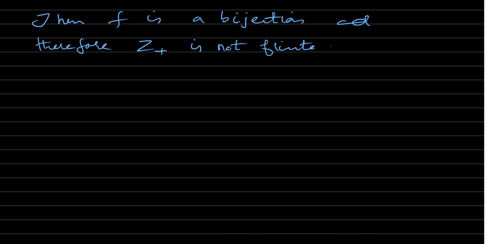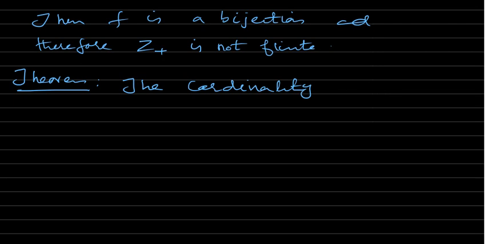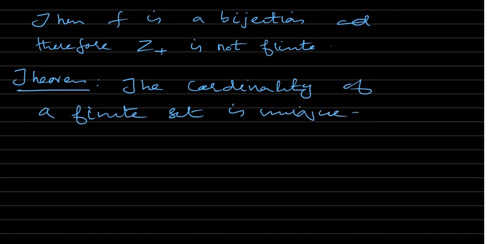So now I will only state some results here. The first theorem is that the cardinality of a finite set is unique. The cardinality of a finite set is unique. So we don't have two cardinalities for a finite set.